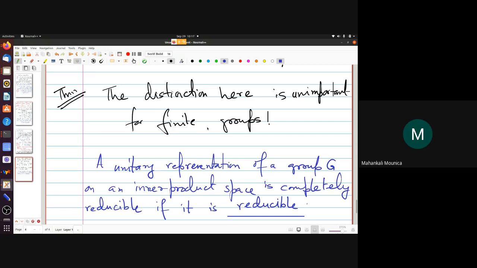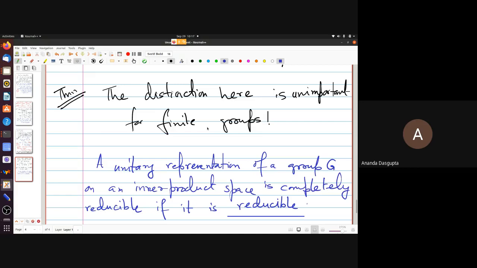Any representation on a finite group is equivalent to unitary, and if it's reducible, it's completely reducible. That's right. Great. So just the other day we studied this, that every representation of a finite group on an inner product space is equivalent to a unitary representation. It's not necessarily a unitary representation, but you can always find an equivalent unitary representation.